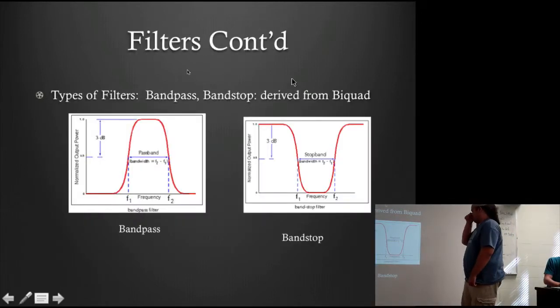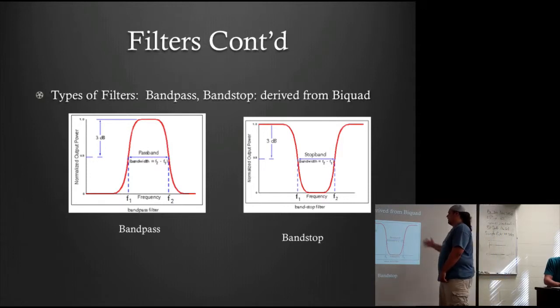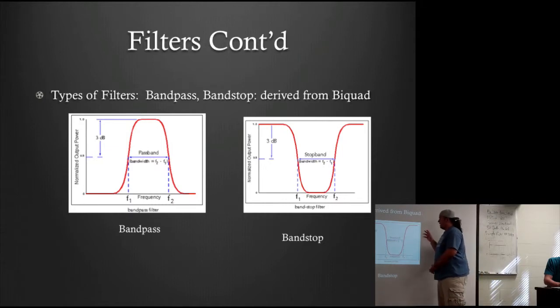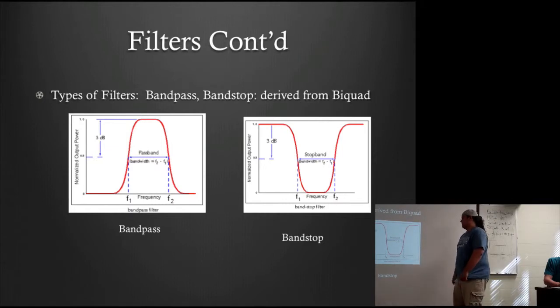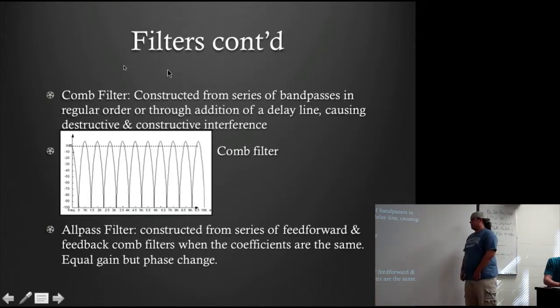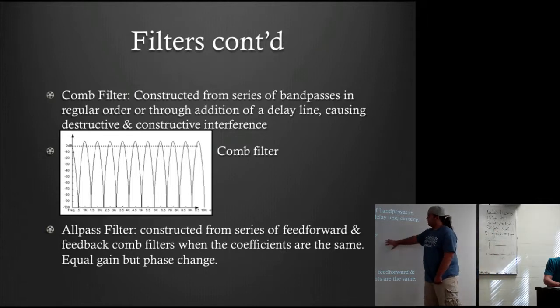And then these are some images of different types of filters that originally came from a biquad, but here's a bandpass and a bandstop. So really the major difference is the amplitude difference, how one peaks and one's a valley. So that's really, in a basic sense, how filters are made, just attenuating your different peaks and valleys.